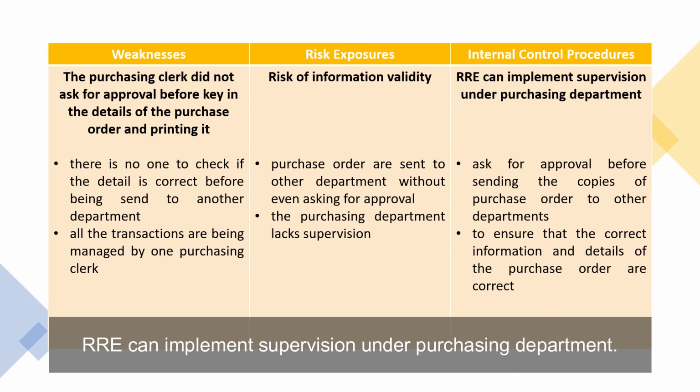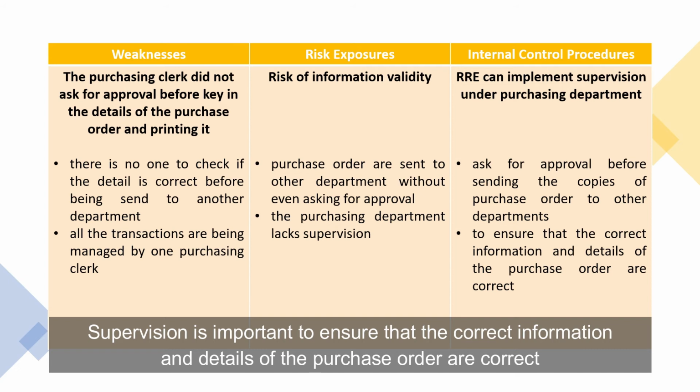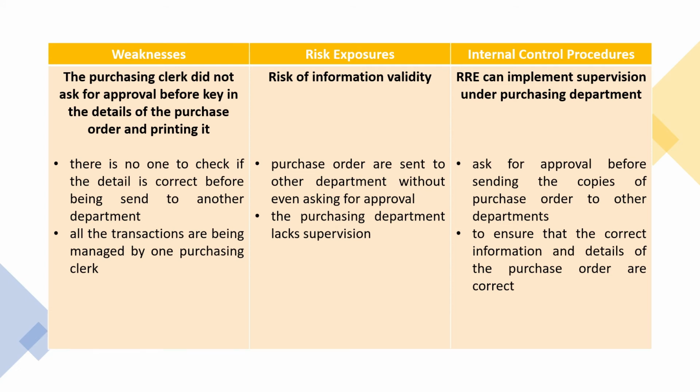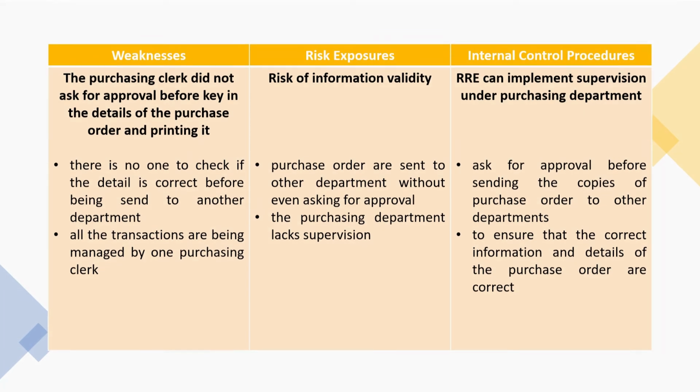RRE can implement supervision under the purchasing department. The purchasing clerk can now ask for approval before sending the copies of the purchase order to other departments. Supervision is important to ensure that the information and details of the purchase order are correct, to ensure the validity of the transactions occurring in the purchasing department.